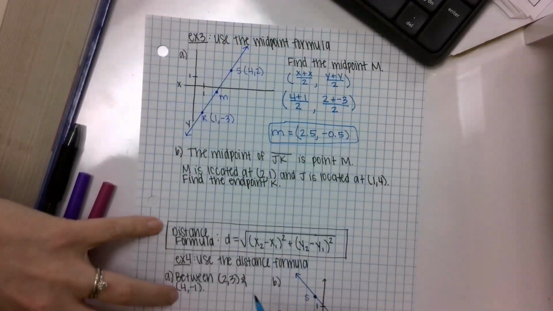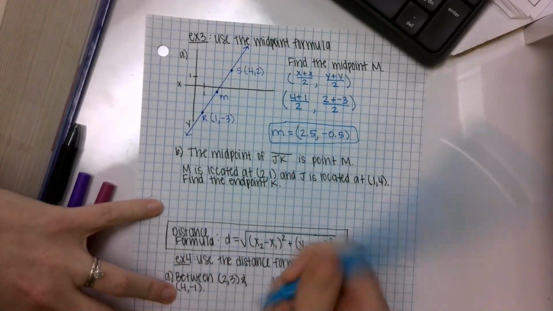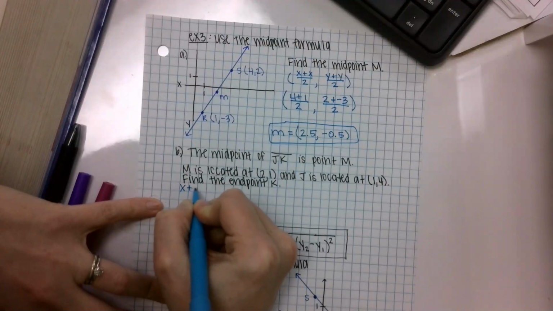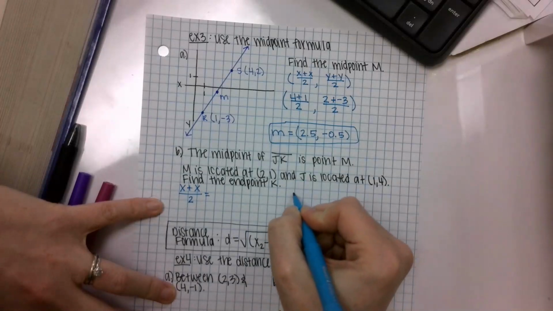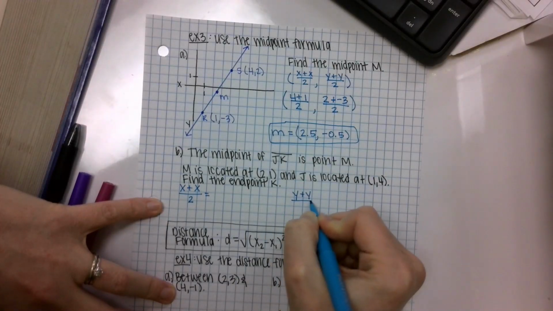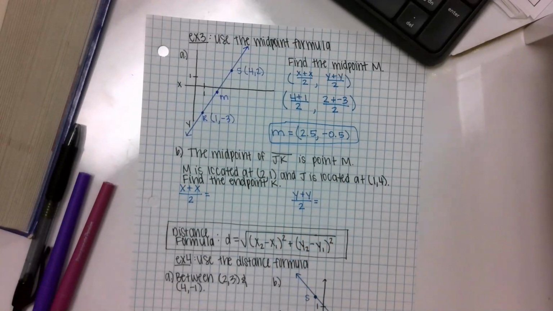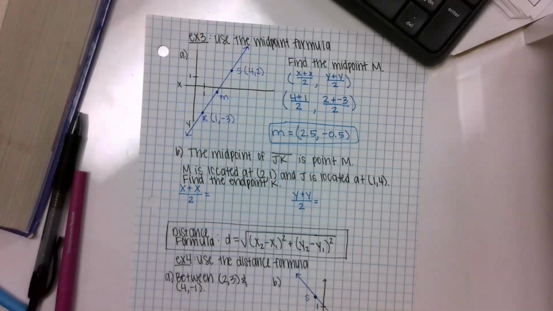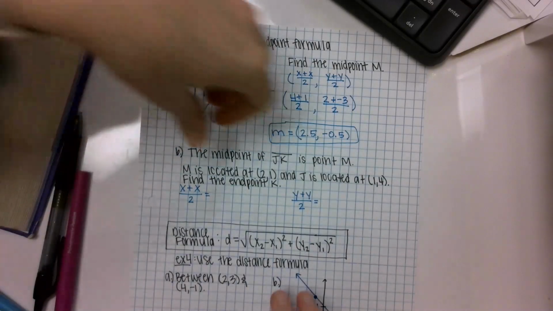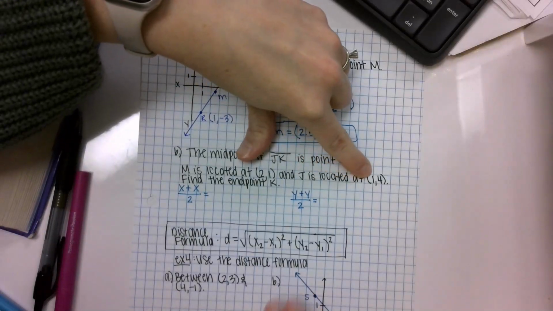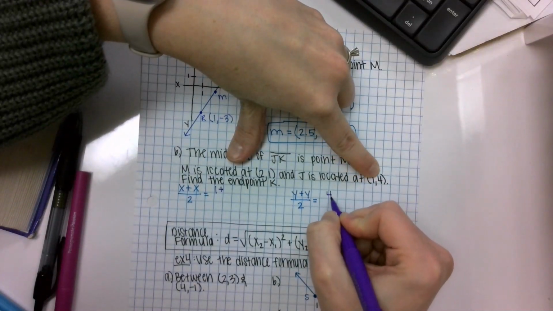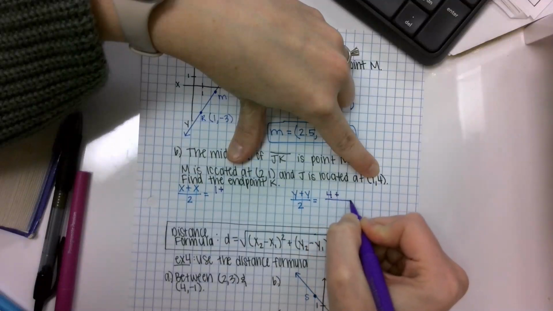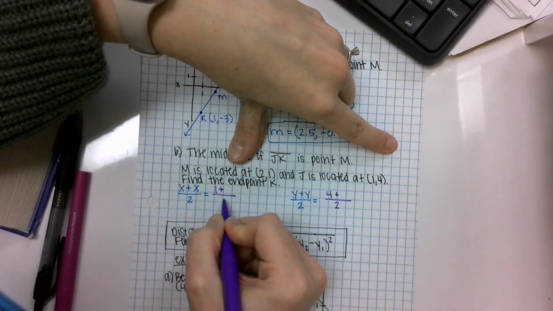What we're going to do is kind of break apart this formula, right? So for the x's, it's x plus x over 2. And that's your x value for the midpoint. Same thing here, y plus y divided by 2, and that would give you your y value. So I'm going to plug in what I know. I know that the endpoint J has an x value of 1 and has a y value of 4. I'm going to finish that fraction.